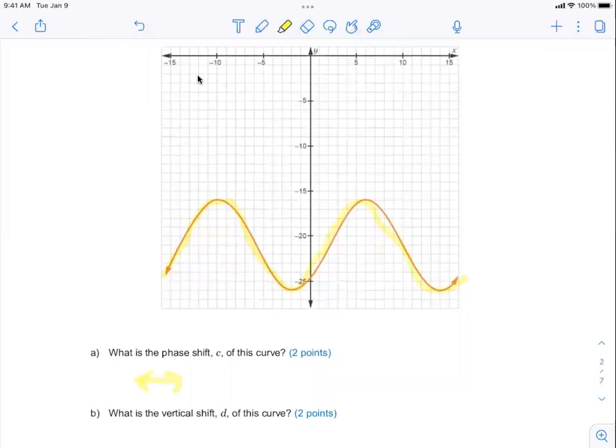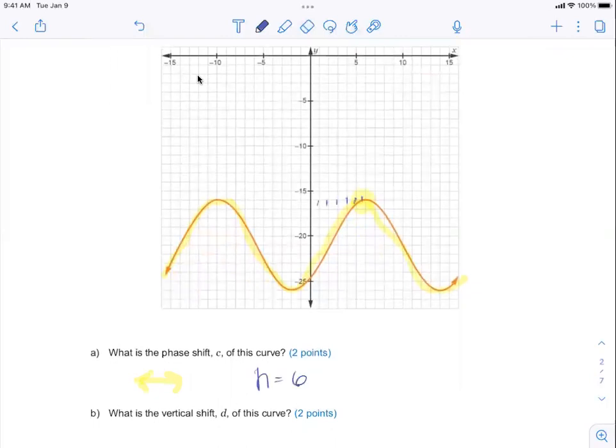So we're looking for the maximum, and usually the maximum passes through the y-axis, but our maximum's right here. So how far to the right did it go? And you want to count your boxes. 1, 2, 3, 4, 5, 6. So we are using h equals 6 for the cosine curve.